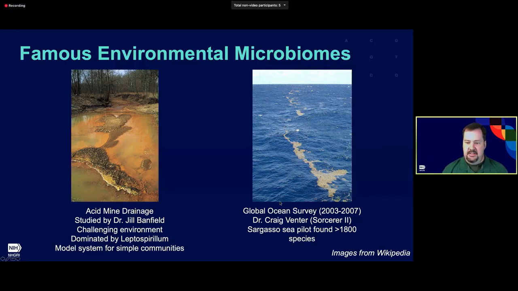On the other side is the Global Ocean Survey, where Craig Venter basically took a boat around and sampled places like the Sargasso Sea. Even though the microbiome is somewhat dilute in the ocean, they took liters and liters of organisms and spun them down or filtered them out and found a huge amount of diversity in the ocean. So everything from lots of different bacteria, cyanobacteria, and then viruses, phages, that are mostly associated with the bacteria. So these are two very famous examples of environmental microbiomes that really shape the way we look at microbiomes.